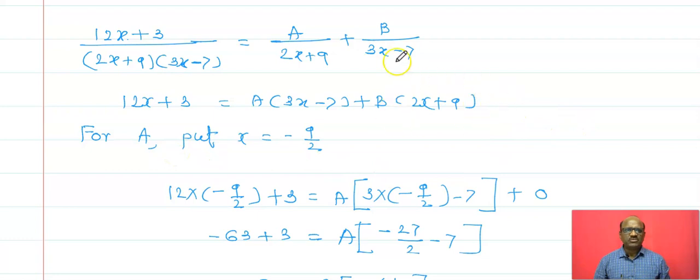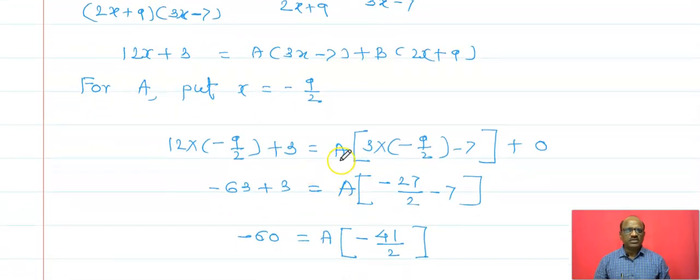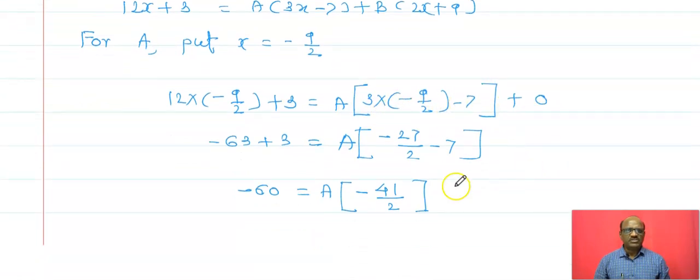b must be 0. What about the b? B is with 2x + 9. Therefore, 2x + 9 is equal to 0. Therefore, x is equal to minus 9 by 2. If you substitute x equal to minus 9 by 2, then b will be 0. You will get the value of a. That is, 12 into minus 9 by 2 plus 3 is equal to a(3 into minus 9 by 2 minus 7) plus 0.